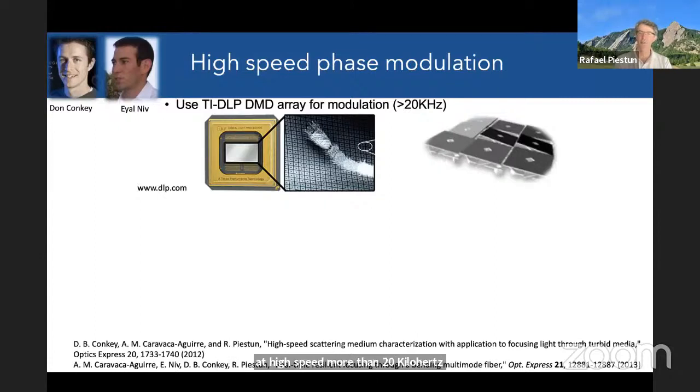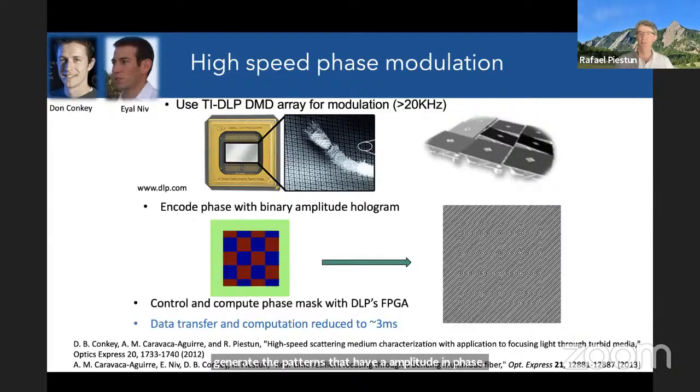The problem with a binary mask is that we need to generate patterns that have an amplitude and phase. Essentially, we need to generate a hologram. And for that, we project what is called a computer-generated hologram. For example, if this is your chessboard pattern, we can generate a hologram that encodes the information in amplitude and phase using a carrier, as shown here. So with this technique, essentially, we can project complex amplitude patterns onto the fiber at high speed, which was one key element.